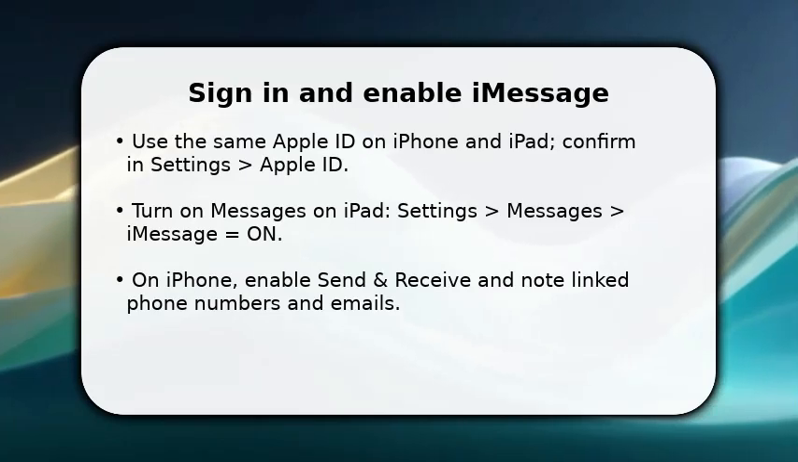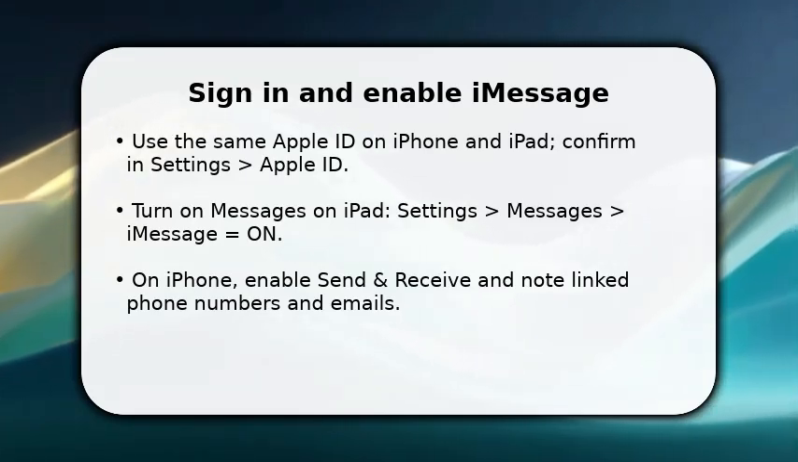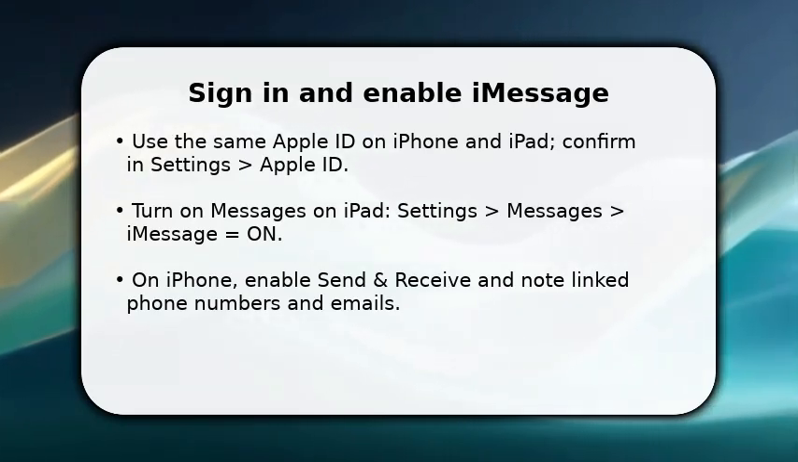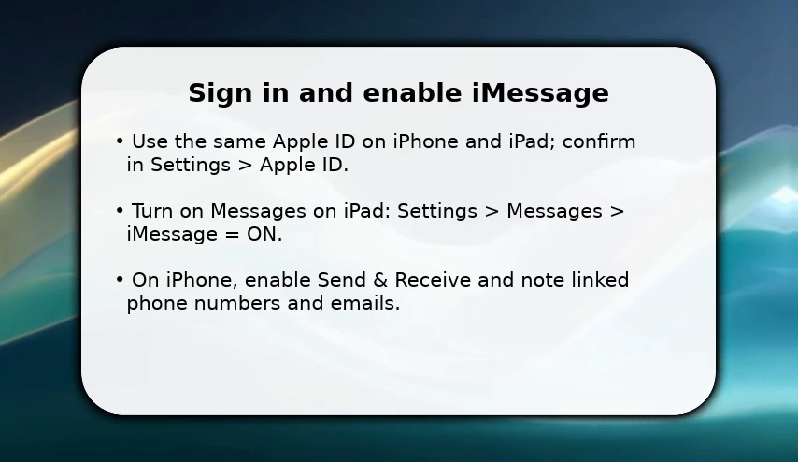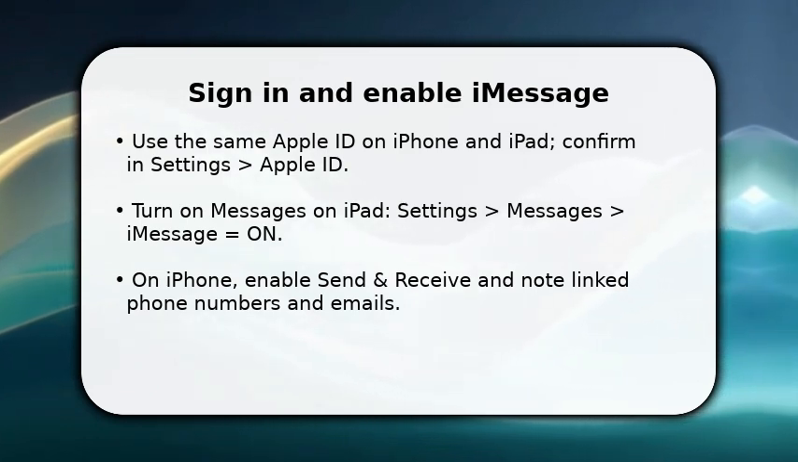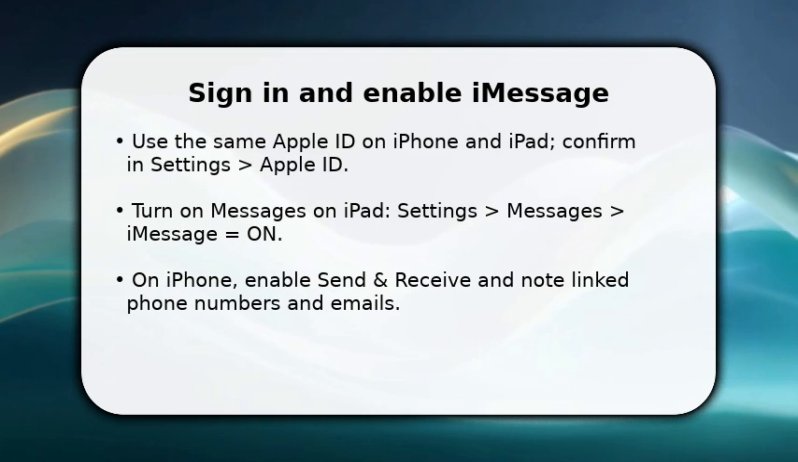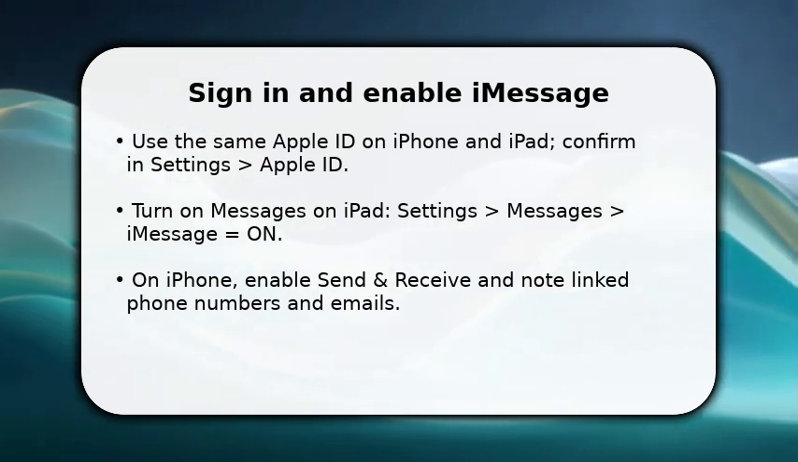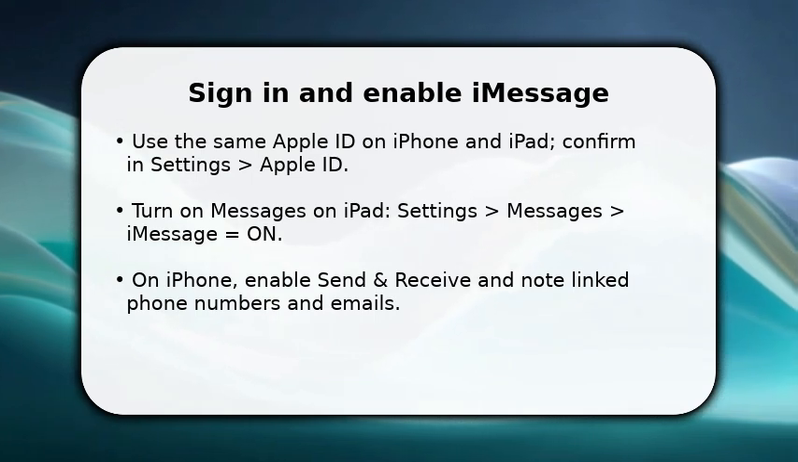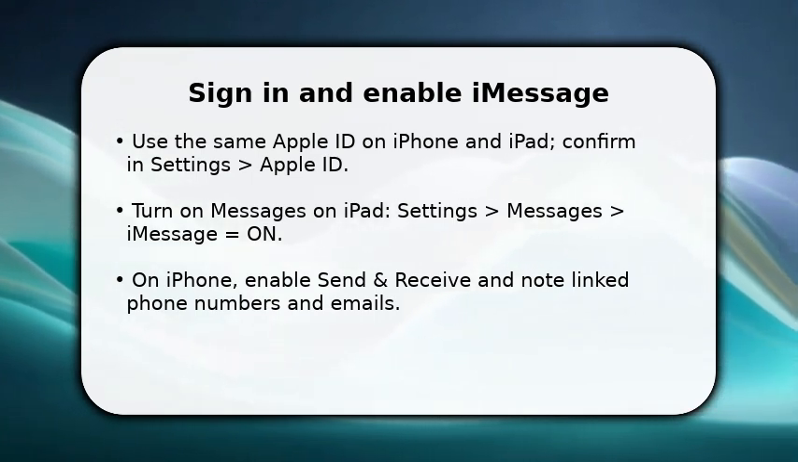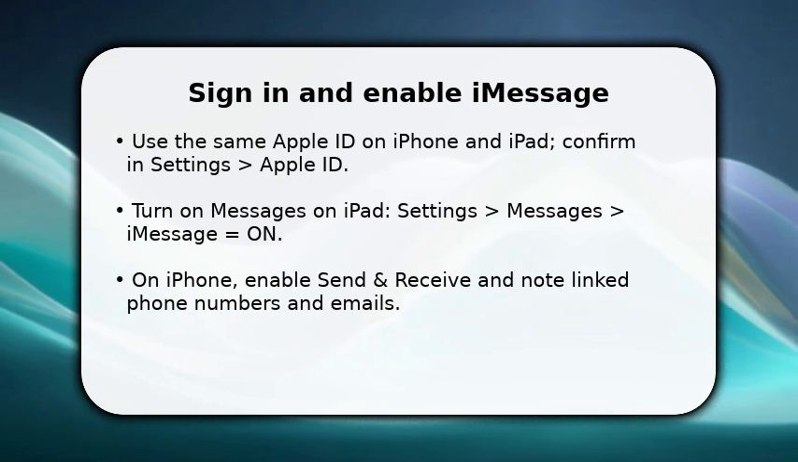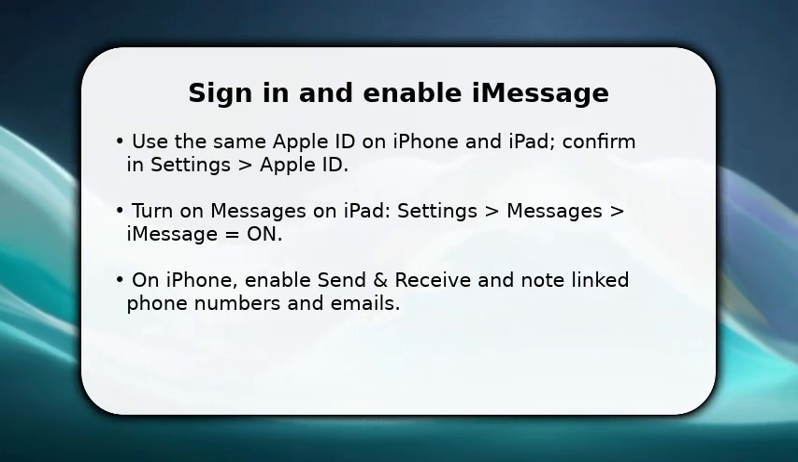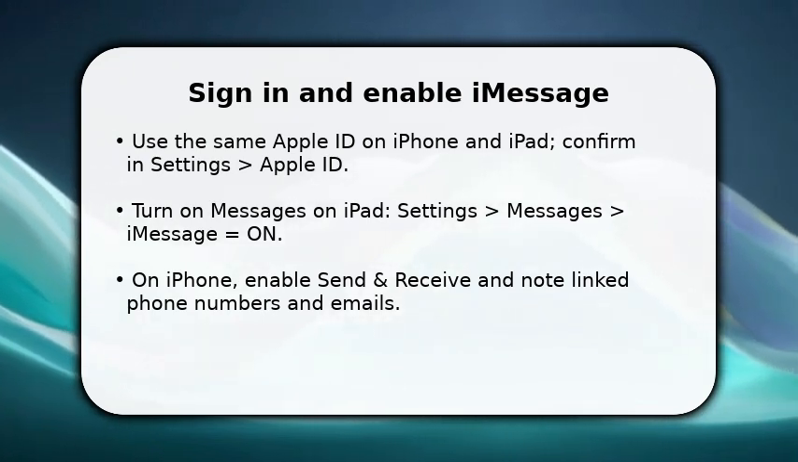You start by matching accounts. Sign into the identical Apple ID on both devices because Messages syncs through your Apple account. Once done, enable iMessage on the iPad in Settings so it can send and receive. Make sure on your iPhone you open Settings, Messages, and check Send and Receive, confirm the phone number and emails you want linked. This step creates the identity the devices will share, and without it, the rest won't work.